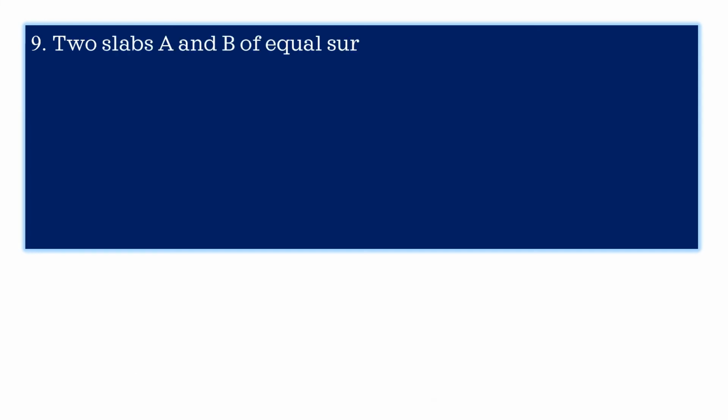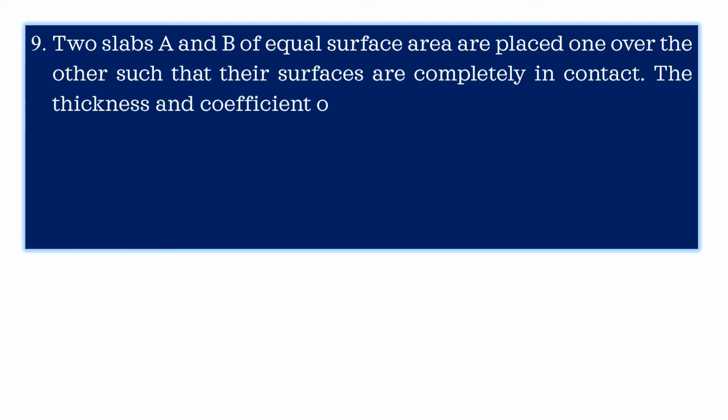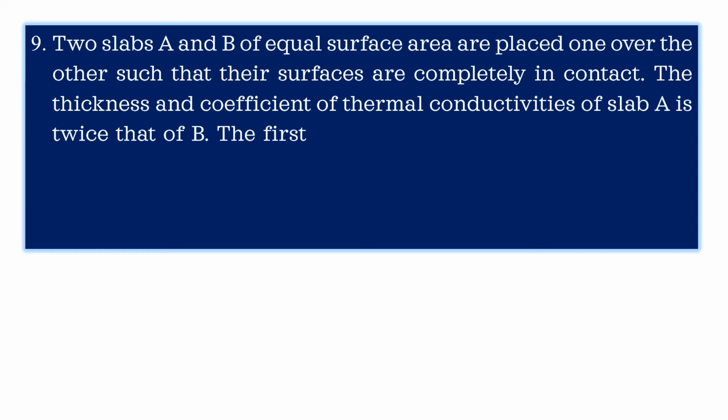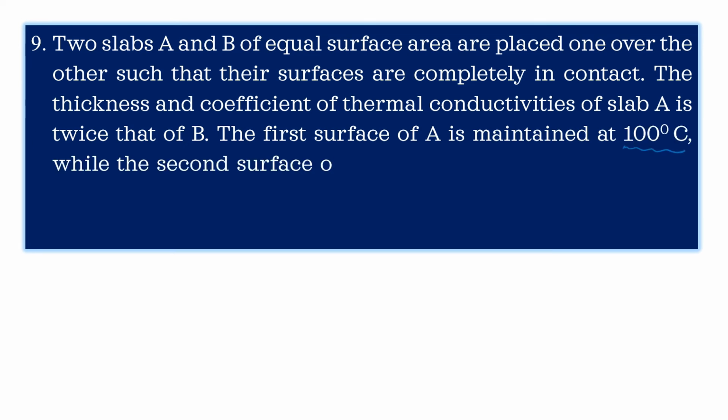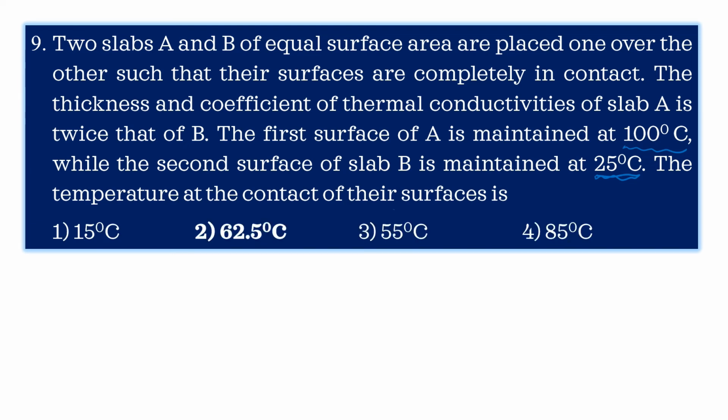Two slabs A and B of equal surface area are placed one over the other such that their surfaces are completely in contact. The thickness and coefficient of thermal conductivity of slab A is twice that of B. The first surface of A is maintained at 100 degrees centigrade while the second surface of slab B is maintained at 25 degrees centigrade. The temperature at the contact of their surfaces is. Here we have to calculate the temperature maintained at the contact of their surface.